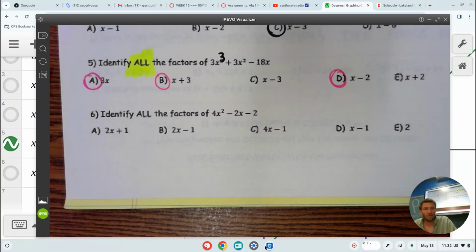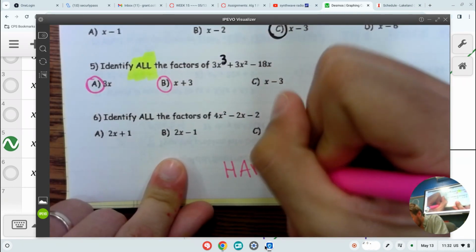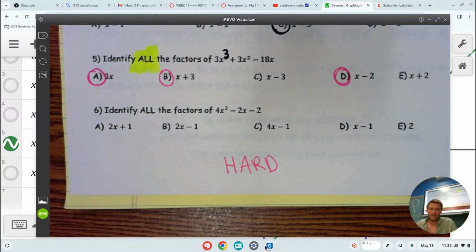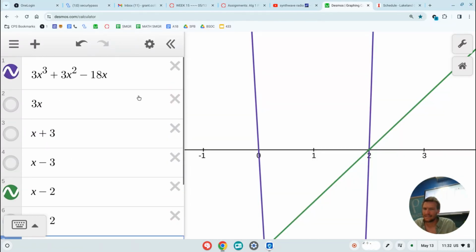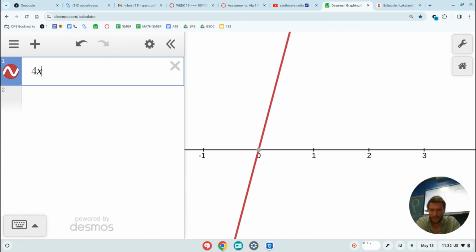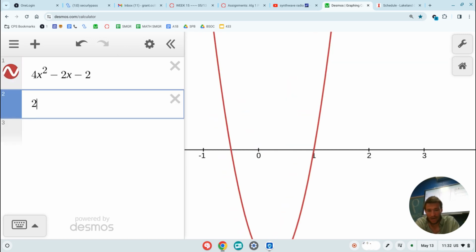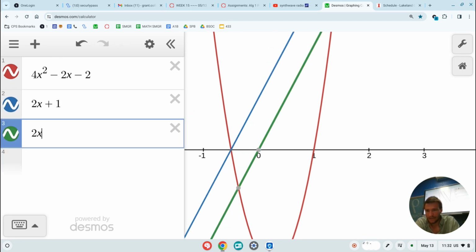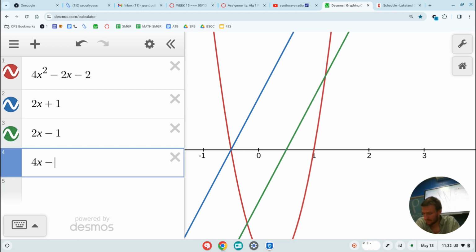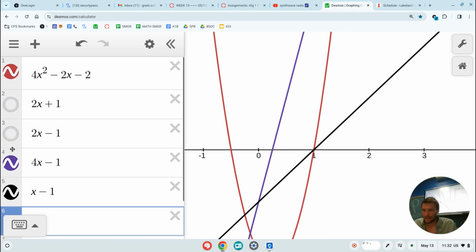Now, as always, and how all of these notes go, I give you easy, easy, easy, easy, easy, and then I mix it up on you. I'm going to throw you a hard question. You might be thinking, how is this going to be hard, right? I need to type in my question, which is 4x squared minus 2x minus 2. I need to type in my 4 options, 2x plus 1. Oh, enter. 2x minus 1, enter. 4x minus 1, enter. X minus 1, enter. 2. I need to look at these one at a time.